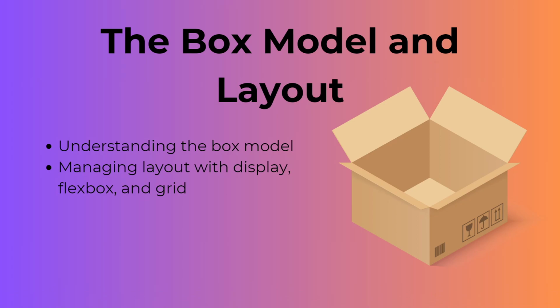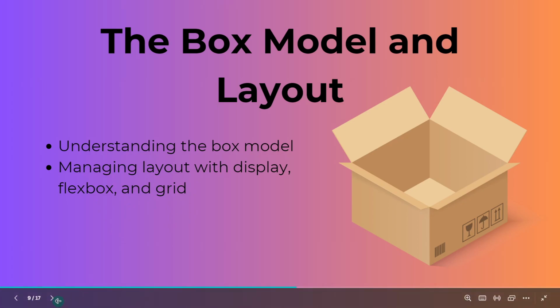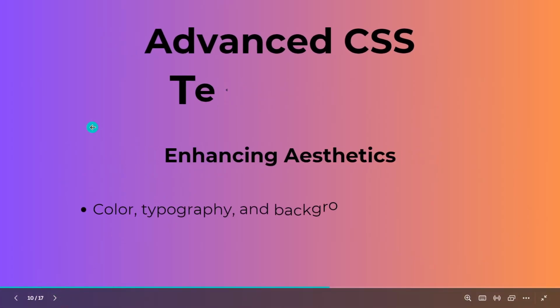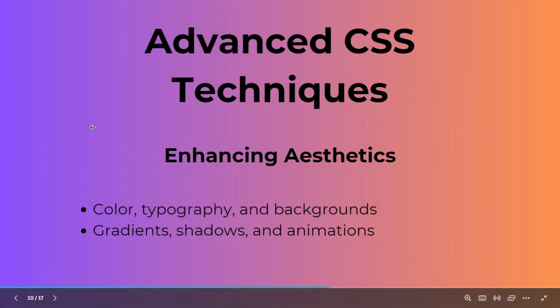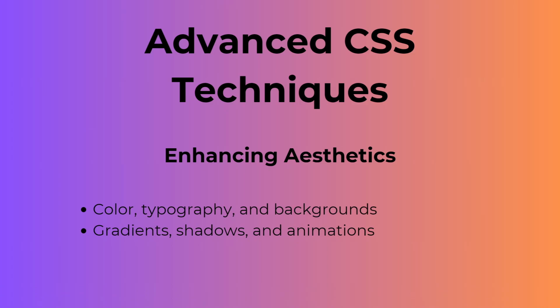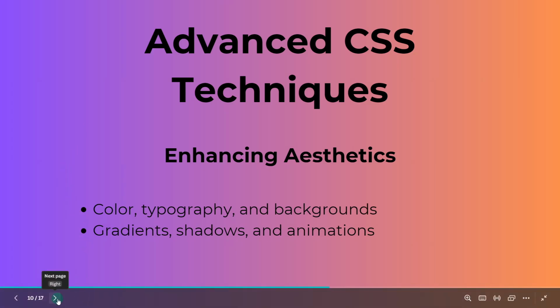Then we'll go on to the box model and the layout, understanding the box model, managing layout with display, and we'll look at a small part of flexbox and grid. These guide us in aligning content on web pages. Then we go on to advanced CSS techniques such as color, typography, and background. On this one, we'll be looking at tints and shades, typography. We look at various typographies and their meaning, background colors, gradients, shadows, and animation.